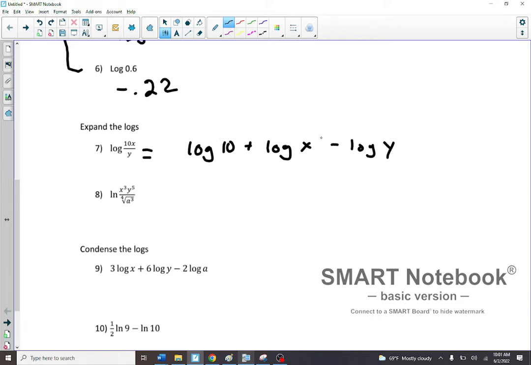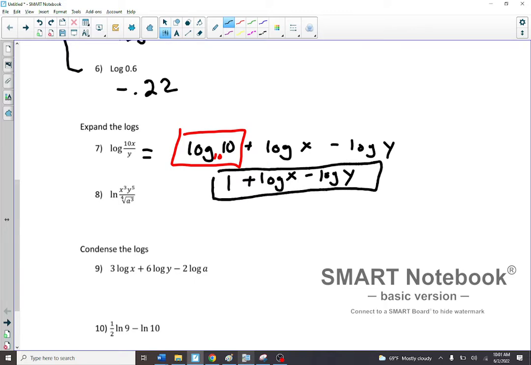Now, this is not how your answer would look in a multiple choice, because log 10, if you don't see a base on the log, is base 10, so this could be simplified. So your multiple choice answer would look like 1 plus log x minus log y. So notice that I could actually simplify. You have to look for that kind of answer in that case.